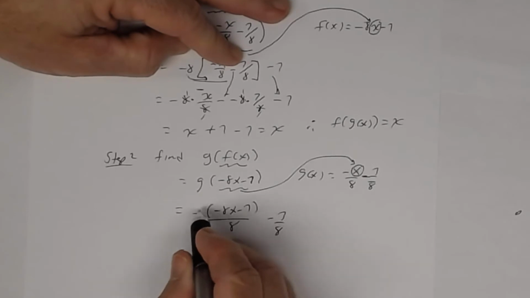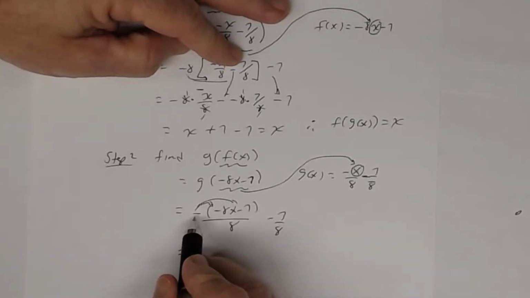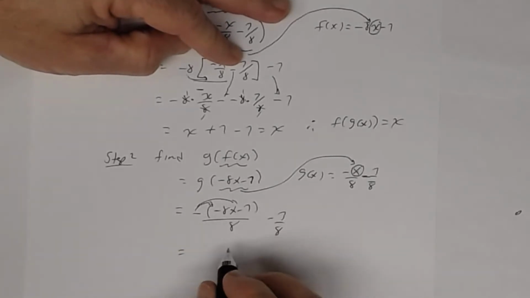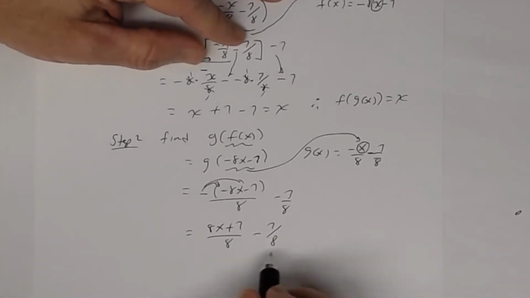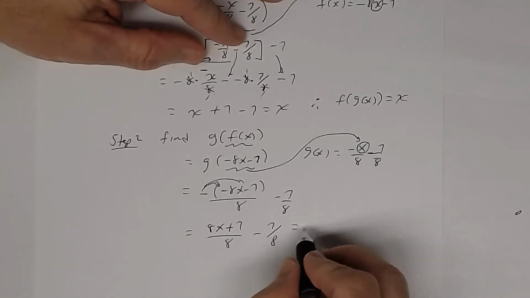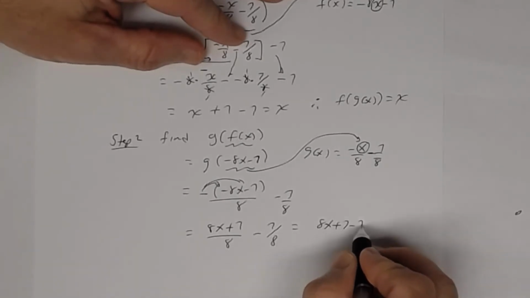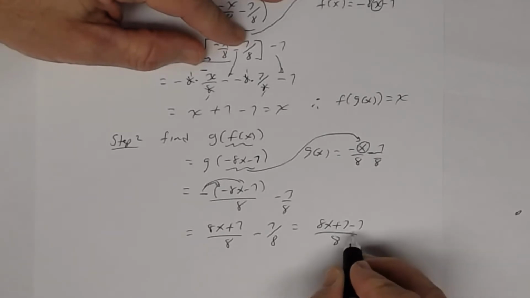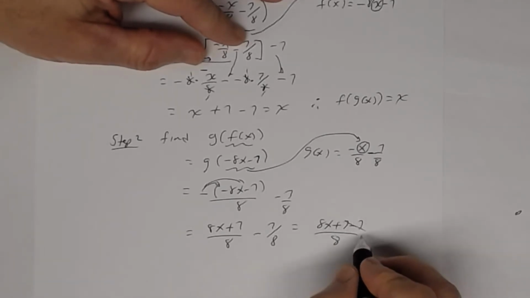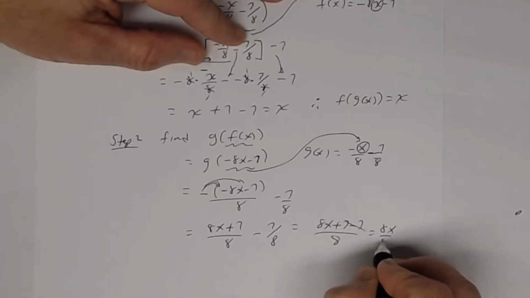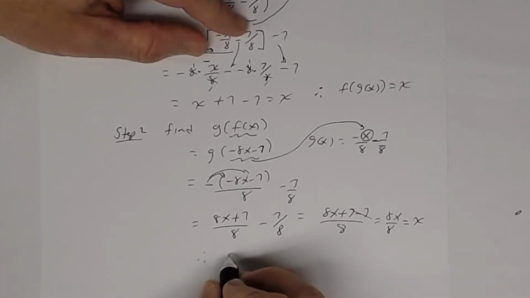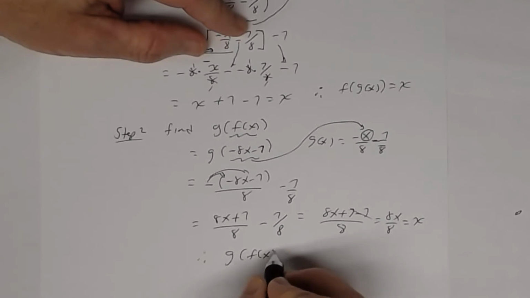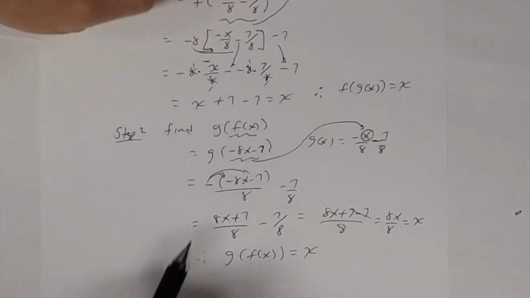So that becomes, now you're going to distribute. The opposite of a negative 8x minus 7 is 8x plus 7 divided by 8 minus 7 divided by 8, right? Since the denominators are the same, I can write this as 8x plus 7 minus 7 divided by 8. These 7's add up to be 0, so I get 8x divided by 8, which is just x. So therefore, g of f of x is equal to x.